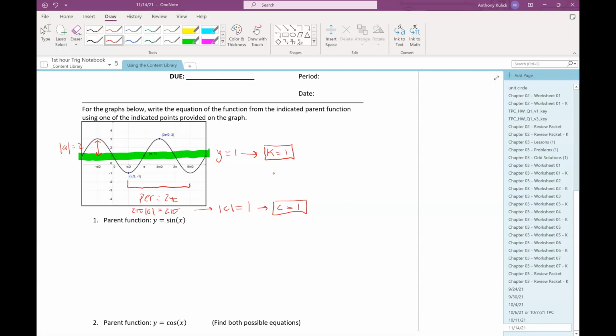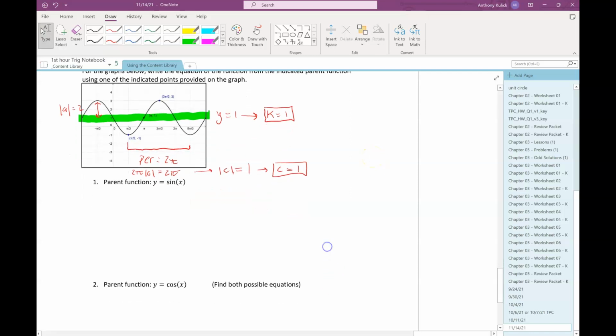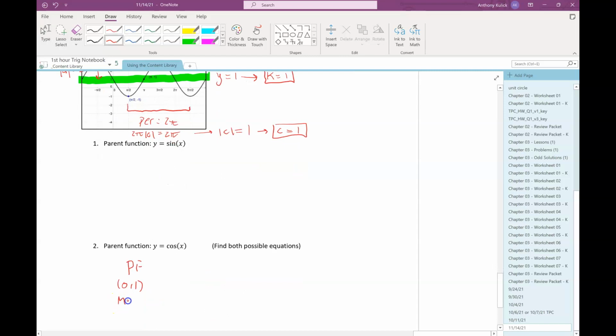So the last thing that I want to do is figure out the value for H and the sign for A. So because I'm doing a cosine function, for my parent function, I'm going to choose the point (0, 1), which is a maximum.